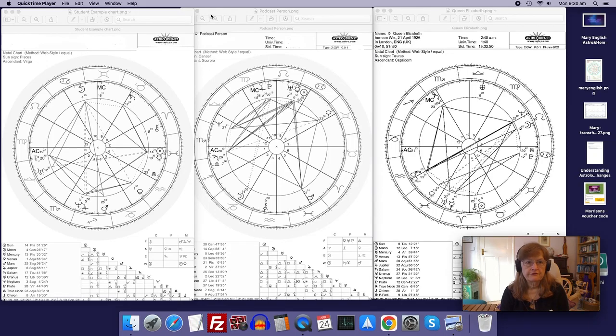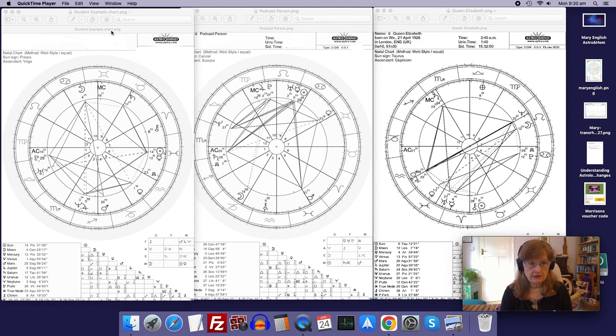Okay, so I've got 3 chart examples here, and these are the 3 people that are in my book, Enjoying Equal House, Why One of the Oldest Astrological House Systems is So Easy to Use. And I just want to explain briefly what it is about the equal house system that makes it easier. So we'll just start with this person.